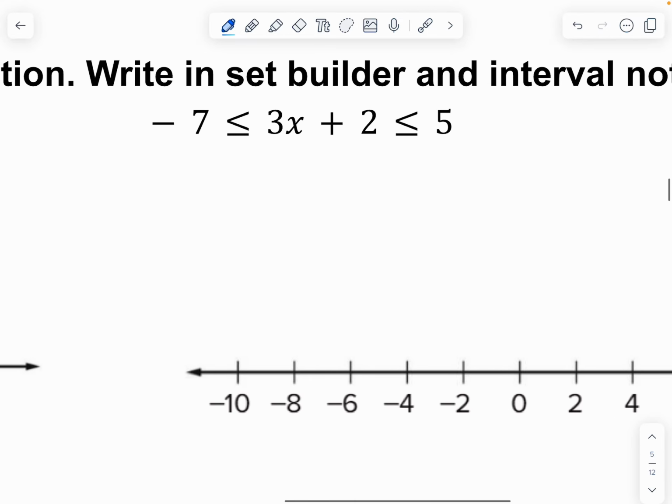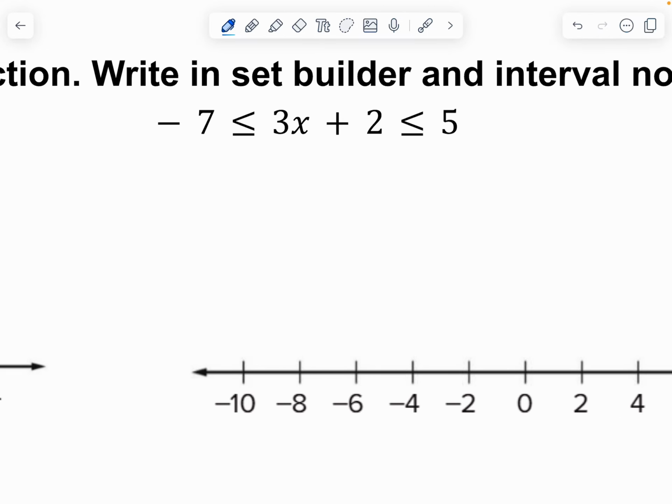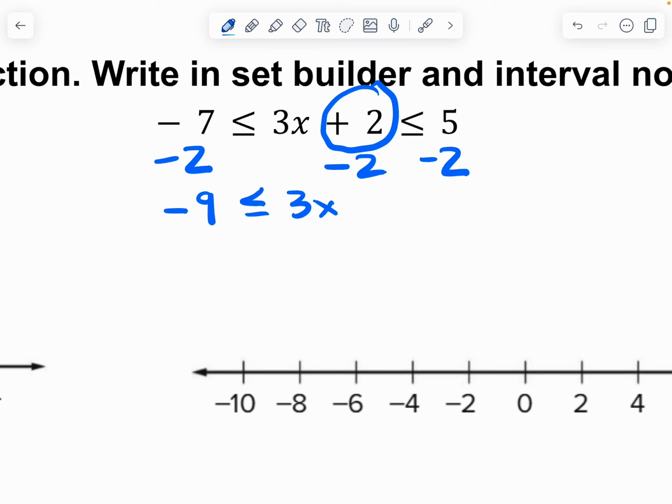Okay. So let's look at this one. Okay, same thing. I need to get rid of this part right here. The opposite of adding 2 is subtracting 2. I subtract 2 here, here, and here. So -9 is less than or equal to 3x, which is less than or equal to 3.